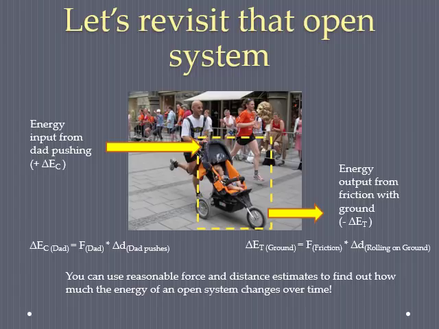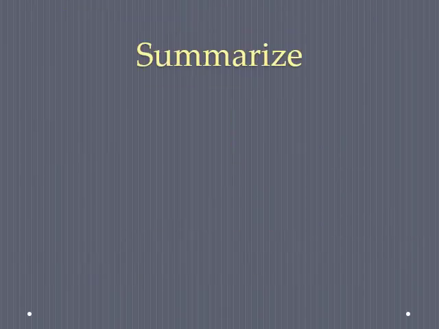So all of these values now are things we can estimate. While it would be hard to estimate from the very beginning how much energy Dad was providing and how much energy the stroller was losing due to friction, all of these things, the forces and the distances, are things that you can either measure or estimate much more accurately. So you actually can figure out how much the energy of your open system is changing over time, which is a really powerful thing to be able to do.